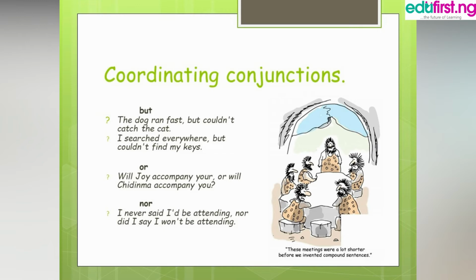Let's look at or. Will Joy accompany you, or will Chidinma accompany you? Split this sentence into two and it will make perfect sense. Will Joy accompany you? Will Chidinma accompany you? I hope we're together.